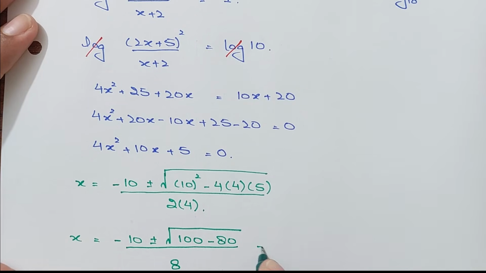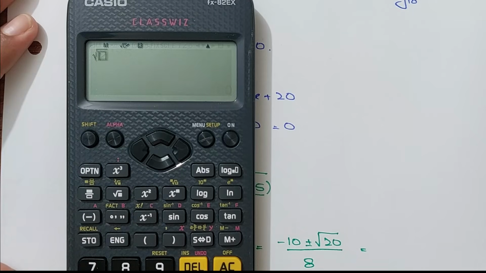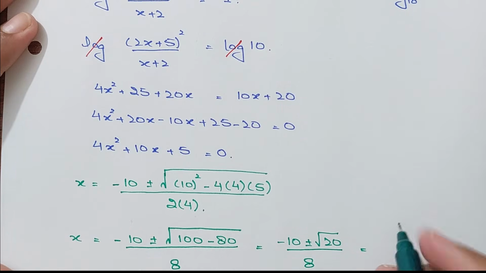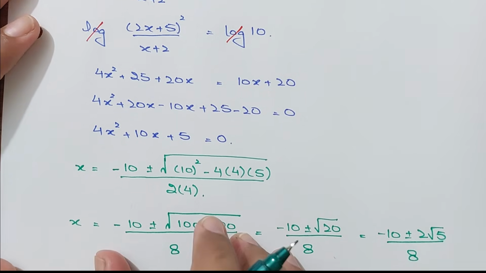Right? So this would be equal to minus 10 plus minus square root of 20 divided by 8. In exact form, we have to simplify. Square root of 20 is 2 square root of 5. Minus 10 plus minus 2 square root of 5 divided by 8. Taking 2 common from the numerator and the denominator.